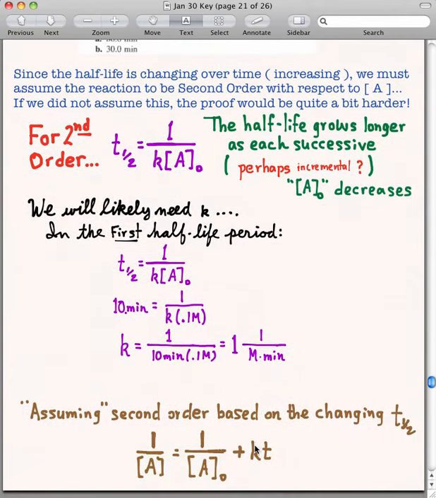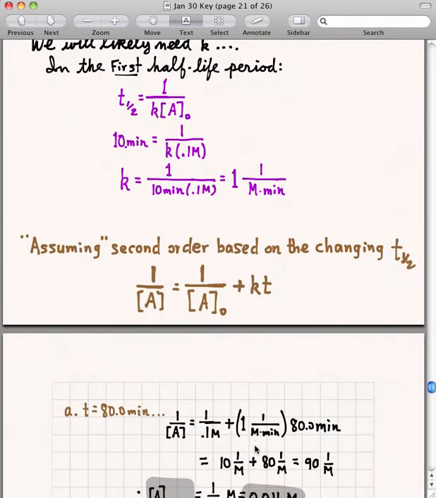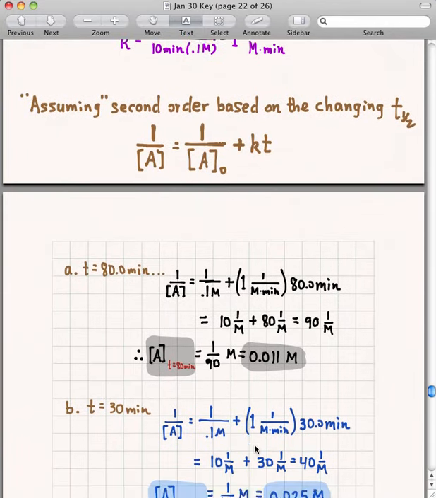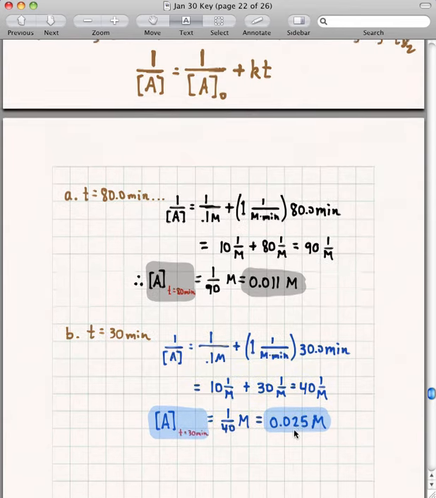Then, of course, I take that constant, stuff it back into the integrated equation for second order processes, and voila, I can solve whatever. I solved a couple of times. Let's see, at 80 minutes, the constant was this. My initial concentration is 0.1, and it looks like I get down to, at 80 minutes, 0.011. Or if I only waited 30 minutes, then it would go down to only 0.025.